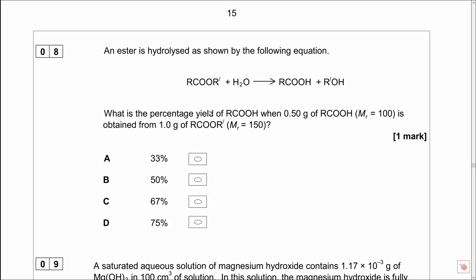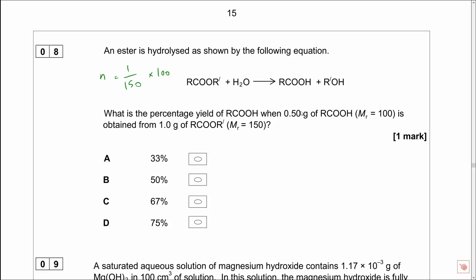Okay. This is a very weirdly worded question. So basically it's asking you, what's the percentage yield of this? 0.5 achieved. So you need to work out the number of moles of this first off. So moles of that would be mass over Mr. We're given the mass 1, Mr of 150, so it's 1 divided by 150. 1 to 1 ratio. So we're then going to times that, because mass is moles times Mr, times that by 100, and that would give us our mass of the carboxylic acid.